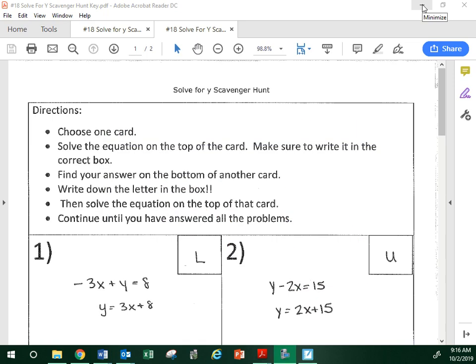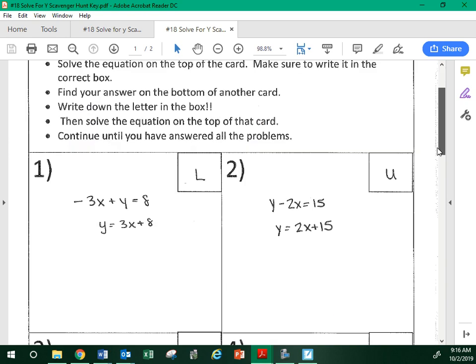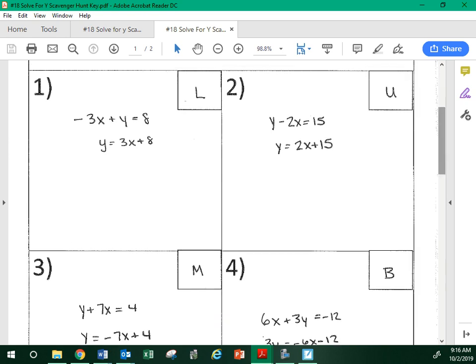All right. So again, what we're trying to do is get y by itself, which means we need to get rid of those x's and get rid of those numbers. So we already did number 1 together. So here they've written out the problem and then they wrote out the answer for it. Do we have questions on 1 or 2 of how to do it, how to go about it?